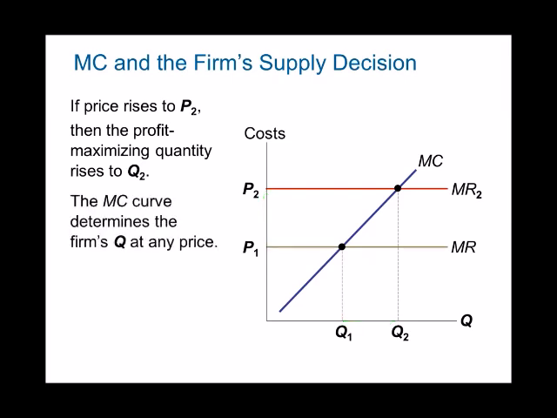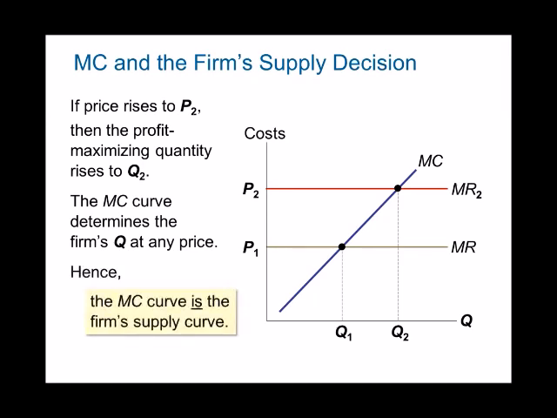So the marginal cost curve then determines the firm's quantity at any price, because you can have any price and the firm, if they can produce more, they can produce it at any quantity corresponding to that price. Therefore, the marginal cost curve is the firm's supply curve. This is the individual firm's supply curve. There is really no demand curve for the individual firm. The firm just notices, all right, the price is P1, so I should produce Q1 units. Or the price is P2, so I should produce Q2 units.